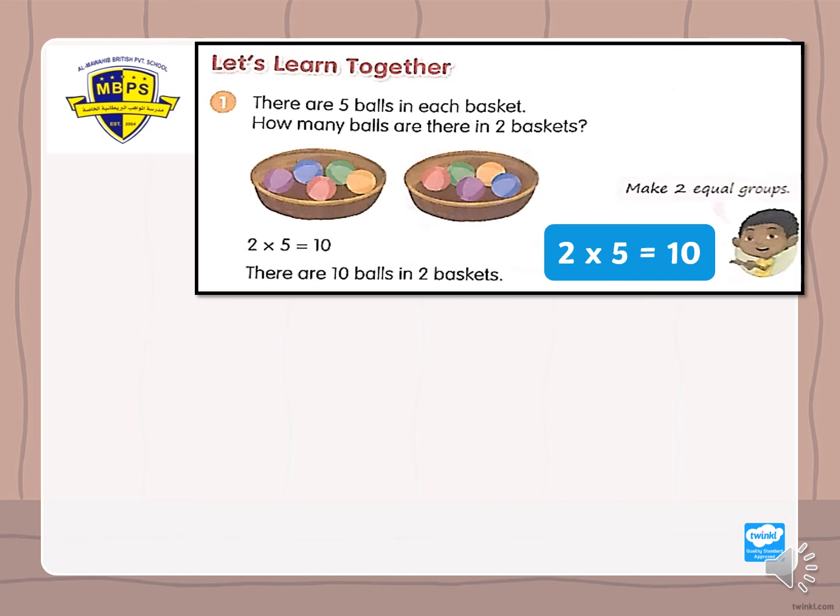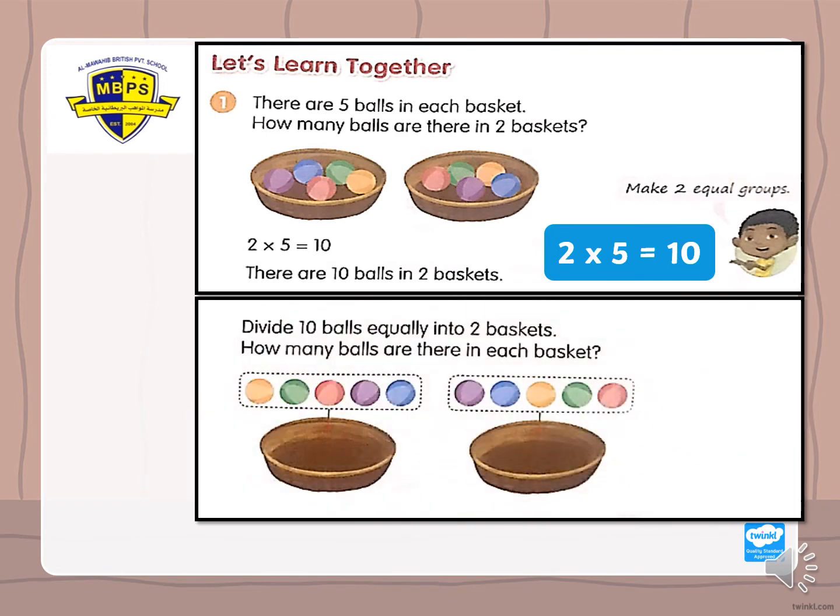Now I show you a multiplication fact. Divide 10 balls equally into 2 baskets. How many balls are there in each basket? Now I have the question but in another way. At the first time I used multiplication. Now I say divide. Divide means that you will share equally or you will group. So now if I divide 10 balls equally between 2 baskets, how many will be in each basket?